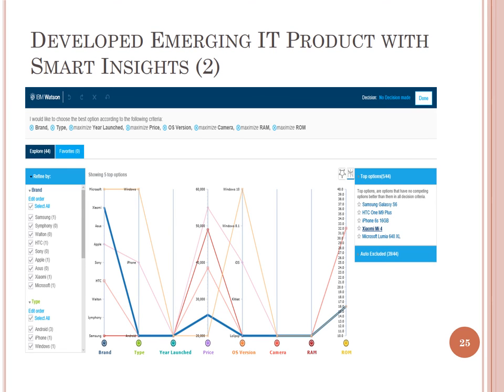This smart insight is showing the best suitable products for one of the clients who has given their specification to Watson Analytics. The trade-off analytics starter application is showing that these five mobile phones are the best suitable products for the user. From these five phones, the user has chosen Xiaomi Mi 4, which has the best and excellent specification at the optimum price. So, the user can easily use this service and help themselves to choose the best product.